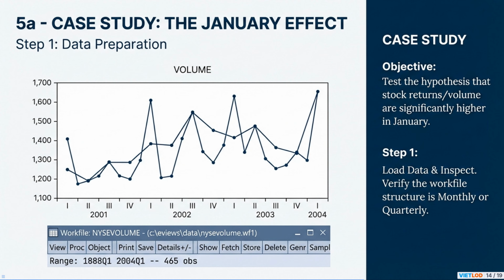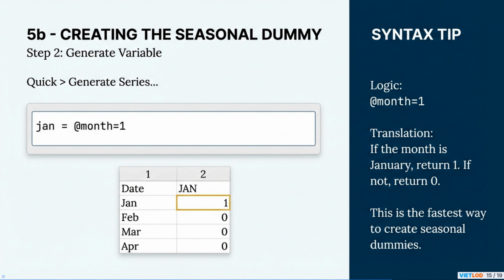We will now conduct a case study to test a famous financial market anomaly known as the January effect. The objective is to test the hypothesis that stock returns or trading volumes are significantly higher in January compared to other months. The first step is data preparation.